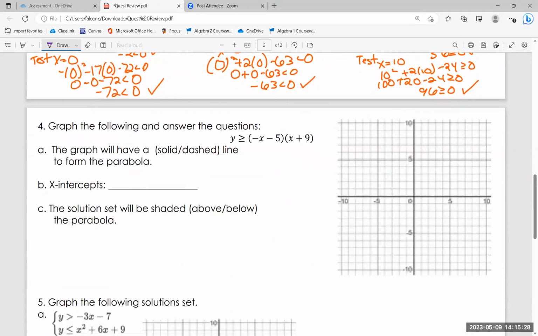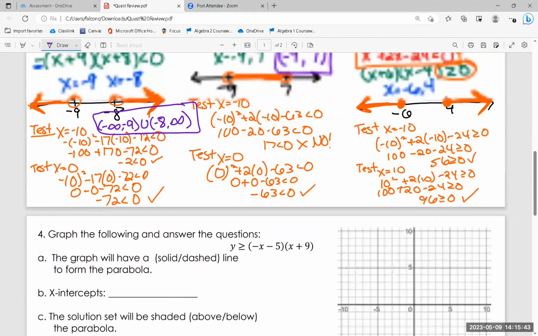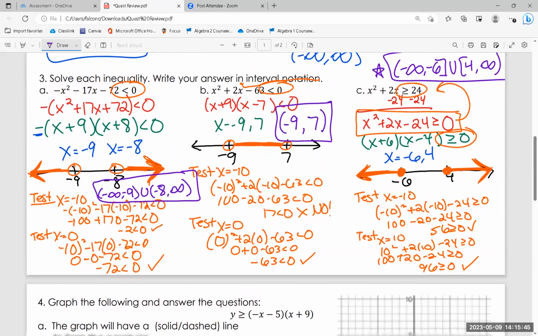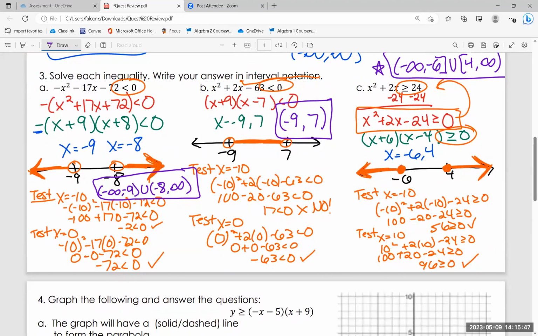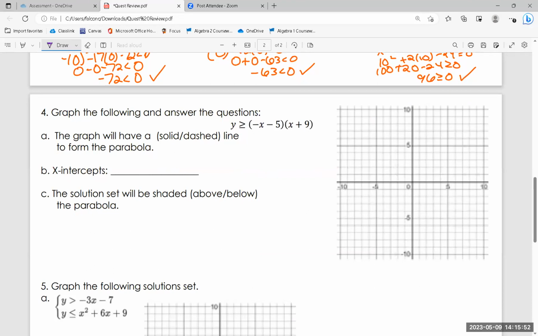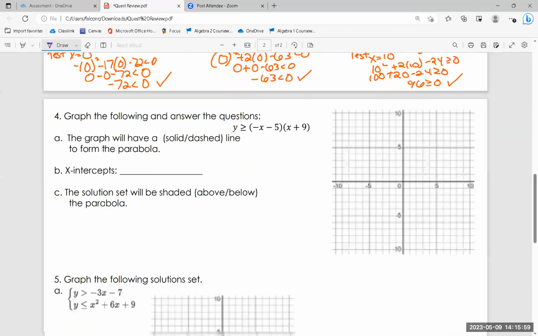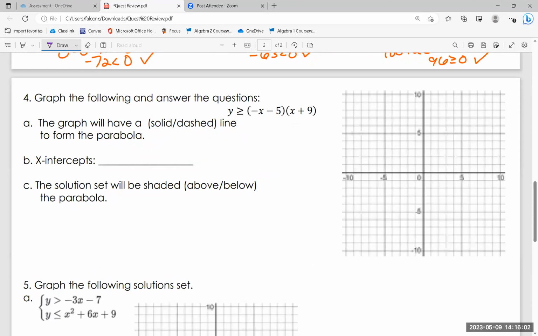Okay, so then we got into our quadratic inequalities that are equal to y. So these we can graph easily. The difference between these is that in question 3, they're not equal to y, so we can't graph them. This one, number 4, is equal to y. So I'm going to graph and then answer the questions because the graph will help me answer these questions.